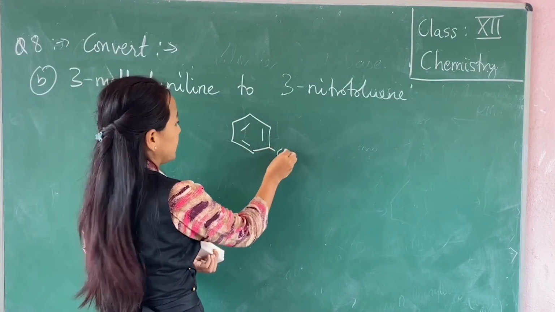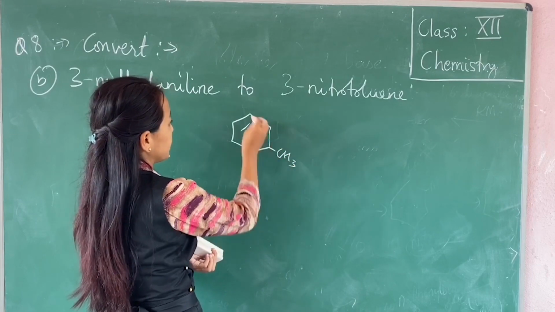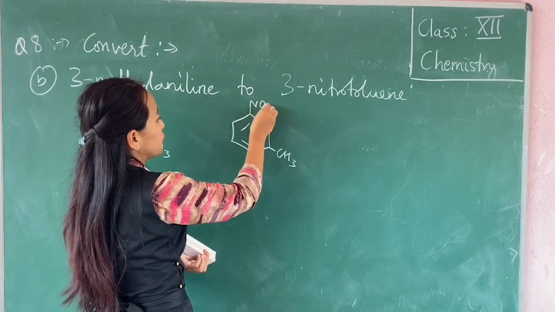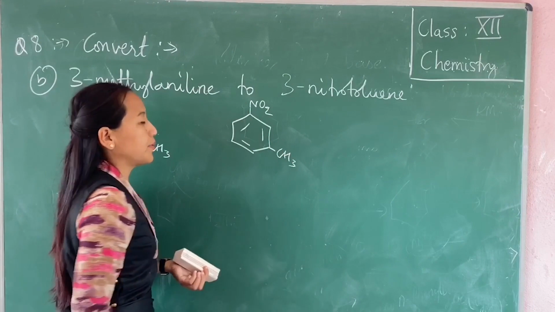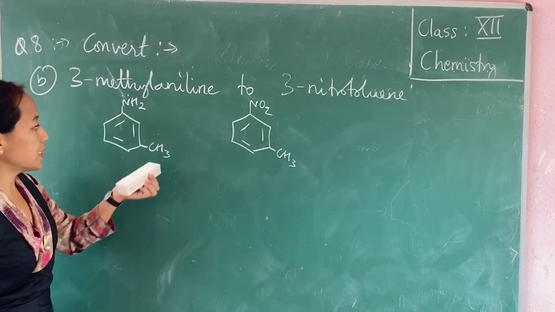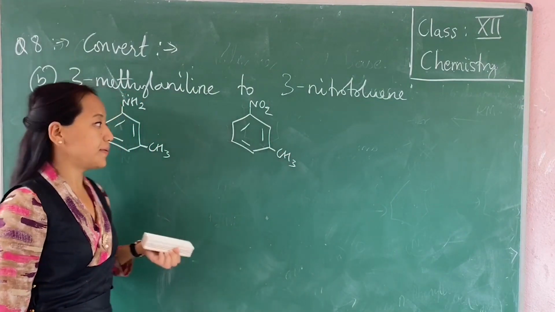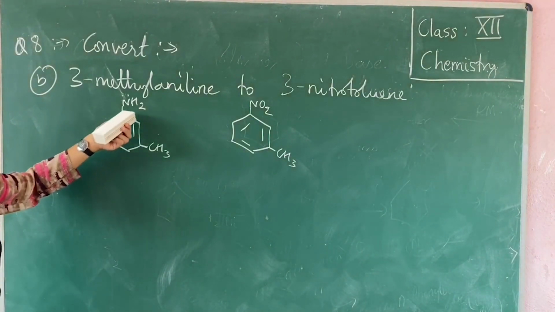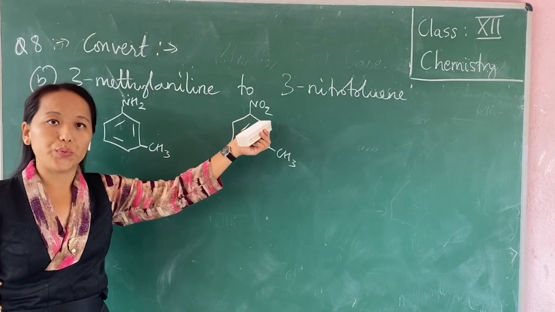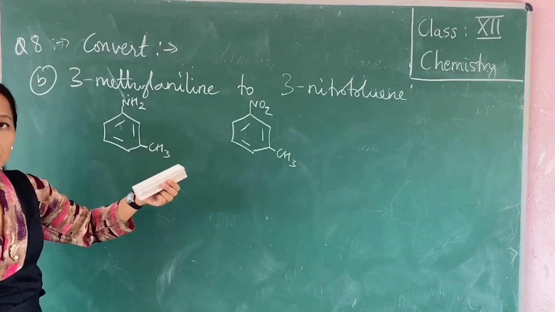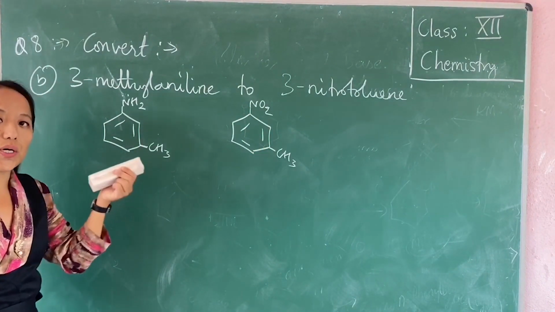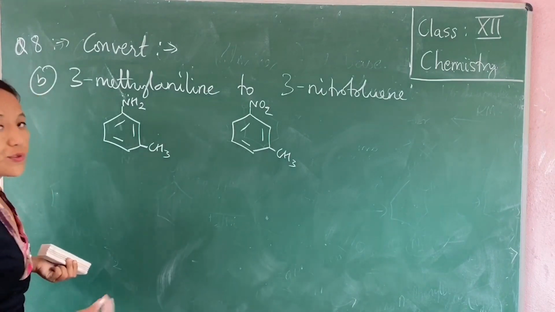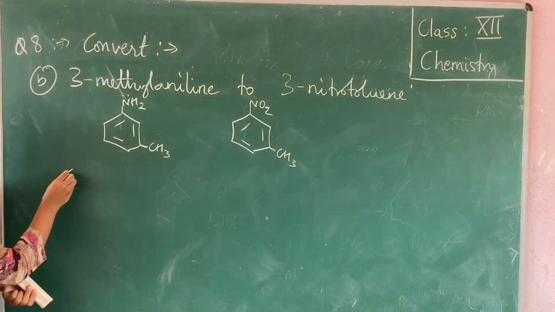So let's see, CH3 is this first carbon, and then you have NO2 on the first, second, and the third carbon atom. 3-nitrotoluene. Let's keep CH3 on the same carbon atom. So in order to convert NH2 to NO2, you cannot do it directly. So you have to first convert it into a diazonium salt. So you have to use a diazotization reagent for that.